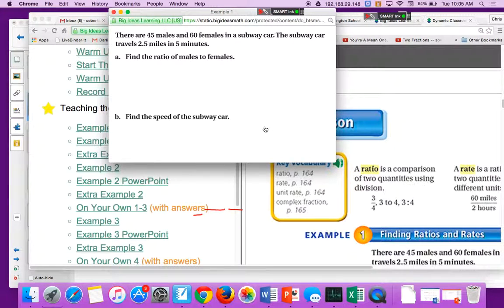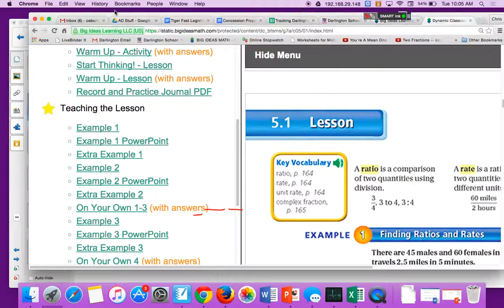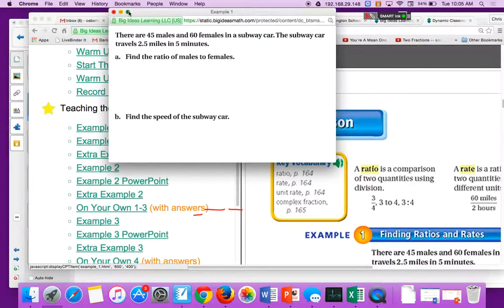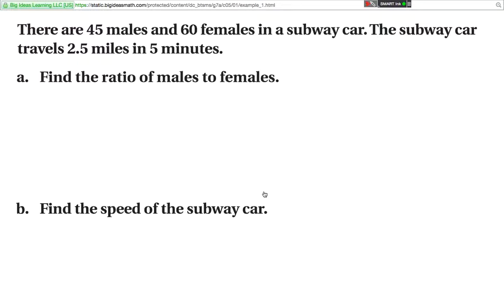First example. All right, so how are we going to use it? This is the first example, example number 1. There are 45 males and 60 females in a subway car. The subway car travels 2.5 miles in 5 minutes. So the first question is asking, what is the ratio of males to females?